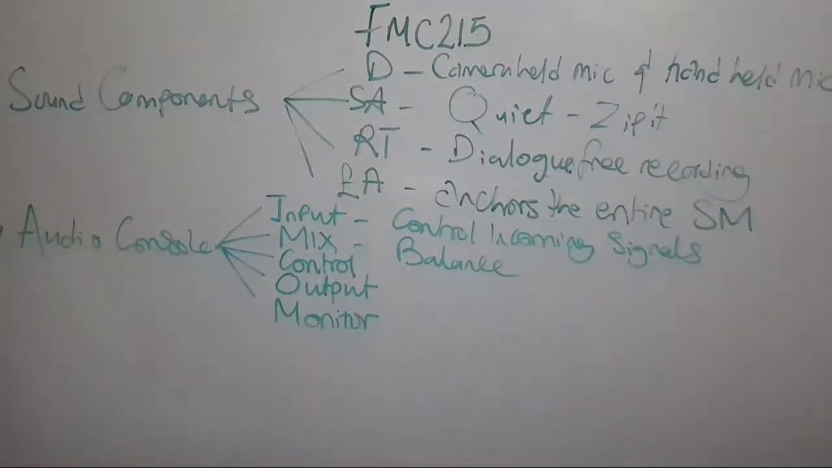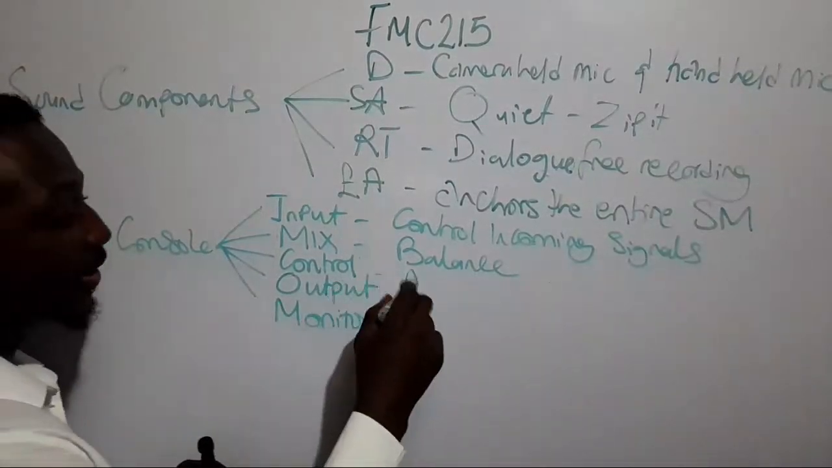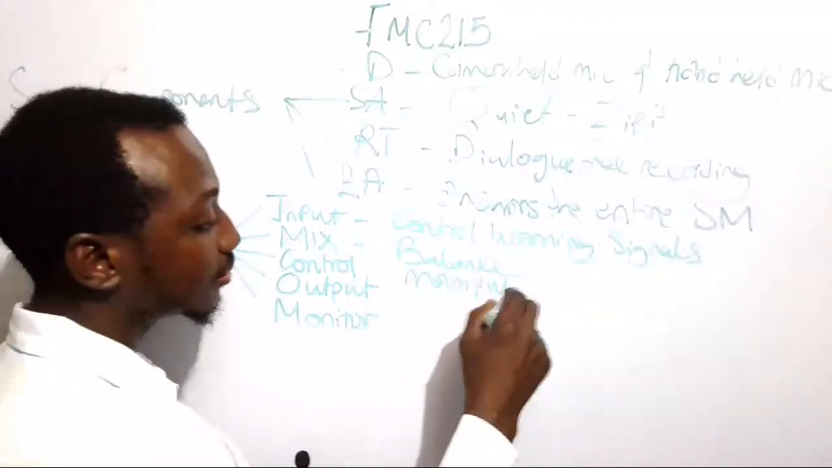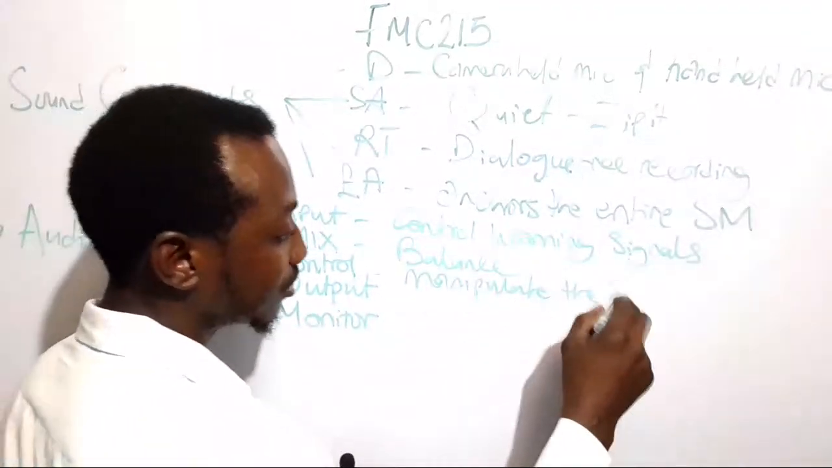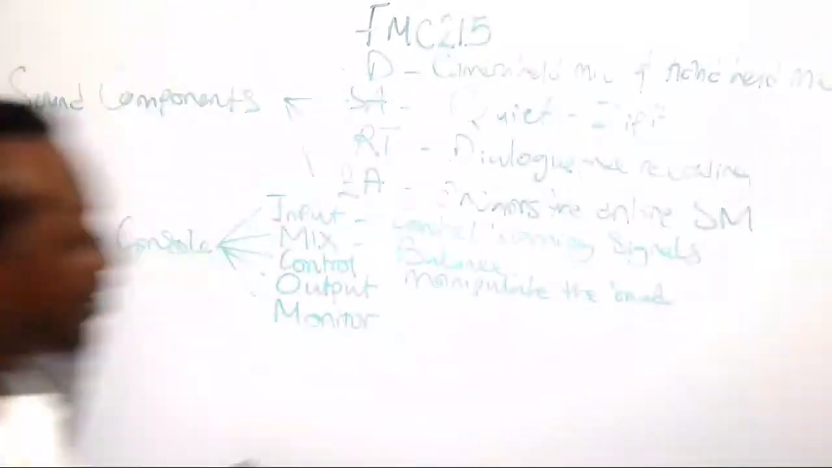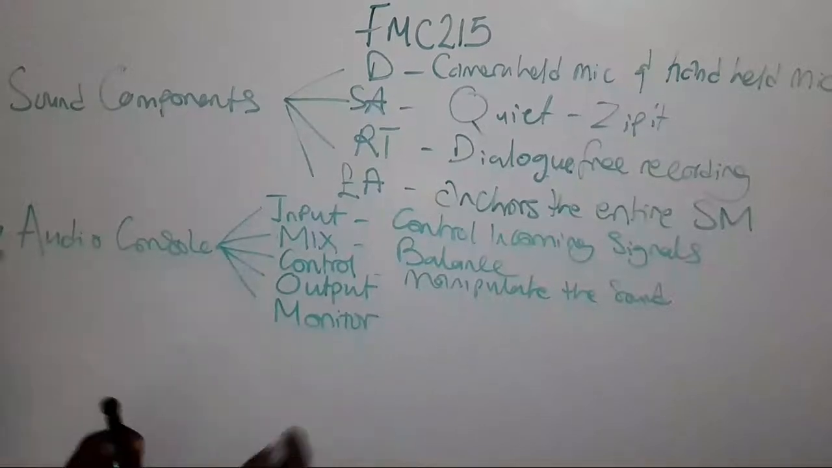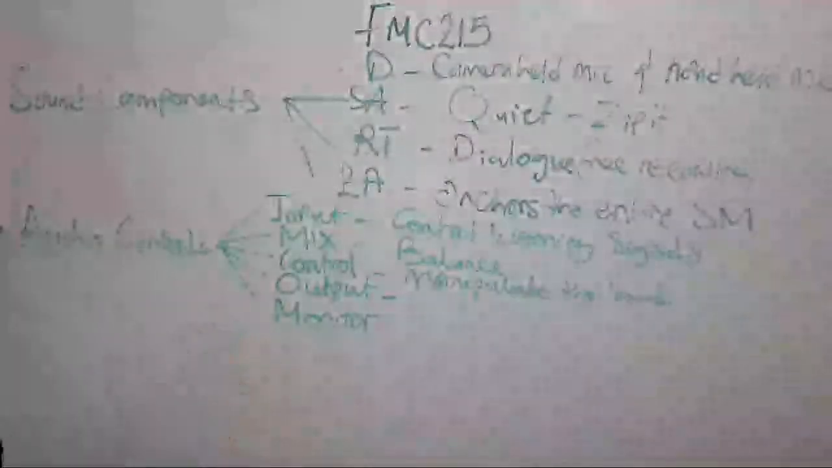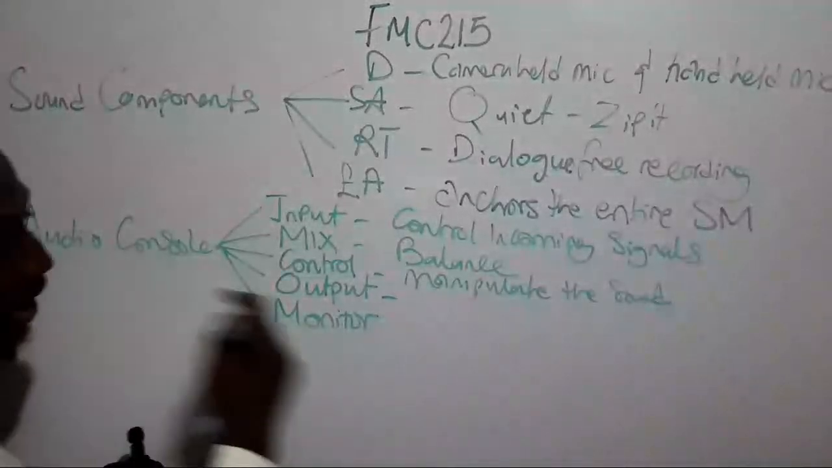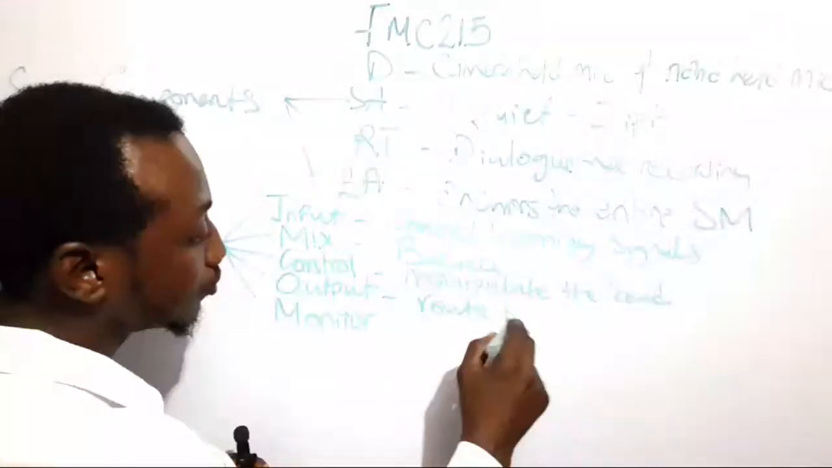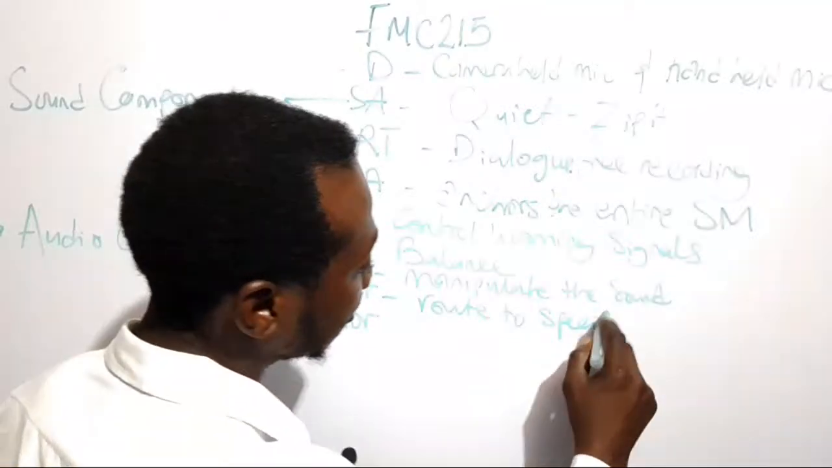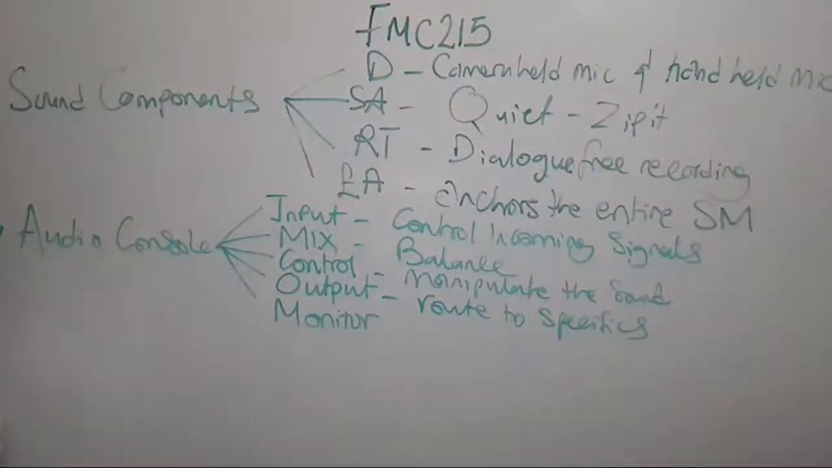Control: you manipulate the sound, the sound characteristics. Then the output: route the combined signals to a specific output. This is more like giving out what you have produced. All the signals you receive, you route and then give out to the audience.